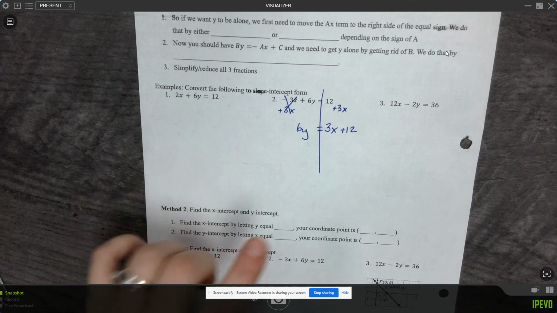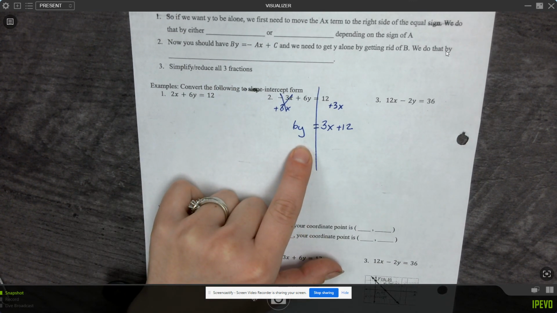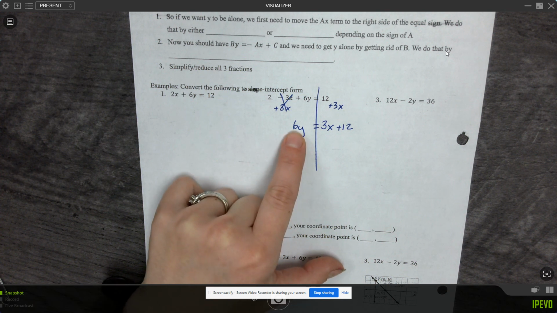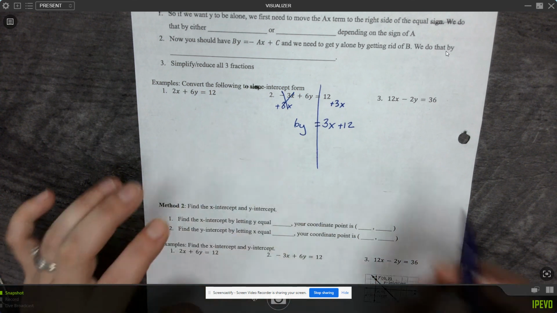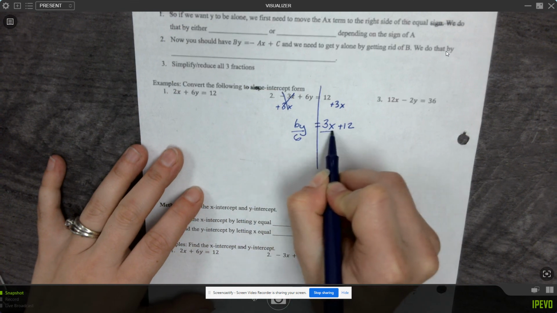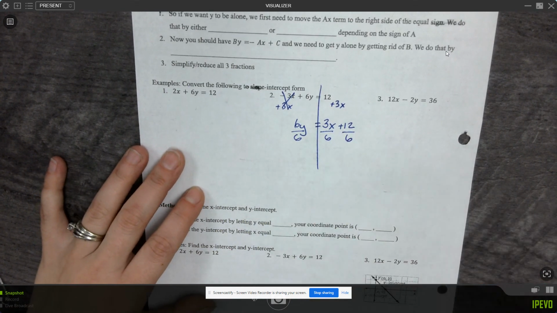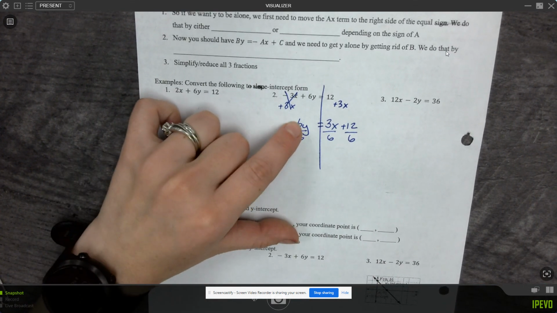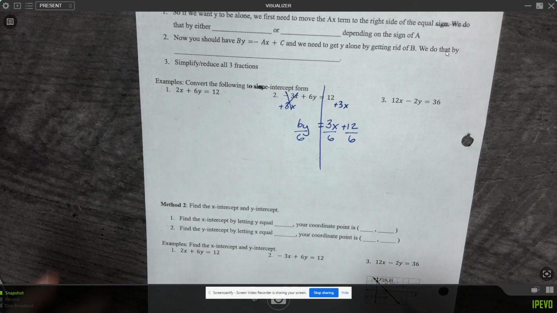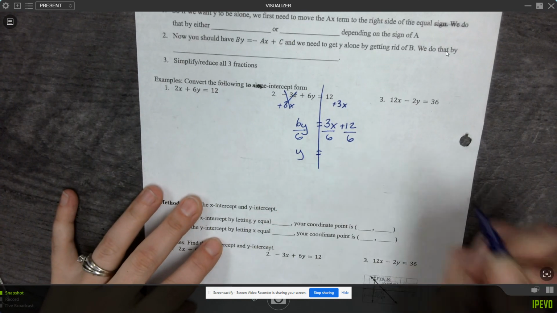Then we need to get your y by itself. So now you need to get rid of your 6, and we're going to do that by dividing. And we are dividing everything by 6. 6 divided by 6 is 1. Perfect. That leaves you with just y.